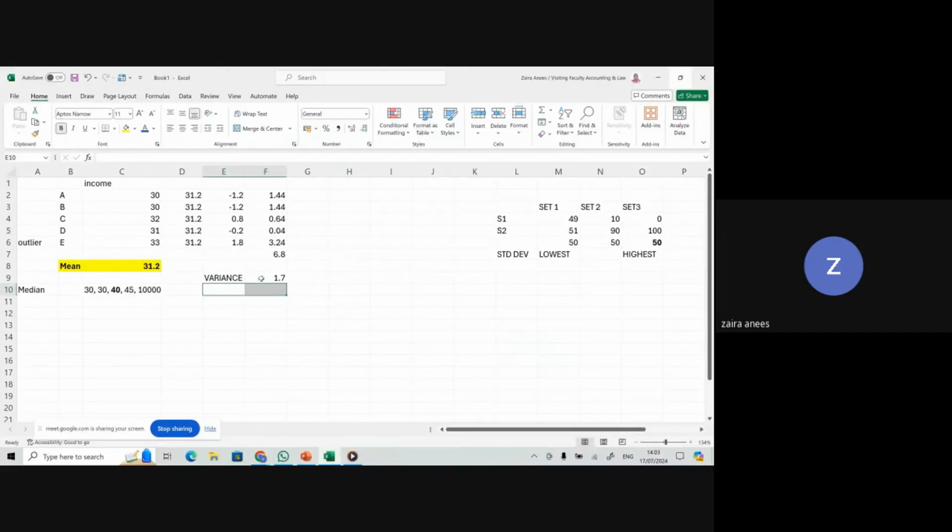All right, so the variance is basically this figure. Now, what will be the standard deviation? The standard deviation is basically the square root of this figure. So that would be SQRT of this figure, right? So the standard deviation is 1.3.